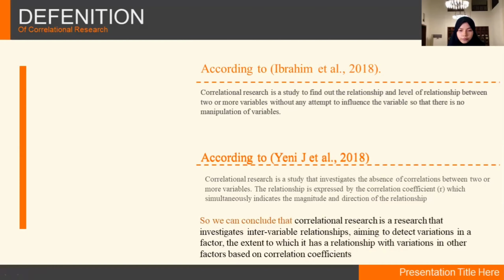The relationship is expressed by the correlation coefficient, which simultaneously indicates the magnitude and direction of the relationship. So we can conclude that correlational research is research that investigates inter-variable relationships, aiming to detect variation in a factor, the extent to which it has a relationship with variance in other factors based on correlation coefficients.